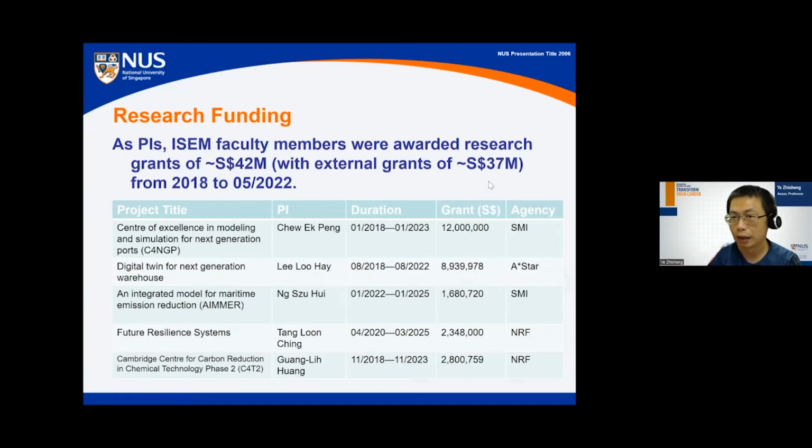I didn't do a very accurate calculation, because the external and internal grants are somewhat mixed, so I'm not able to differentiate them very clearly, but I just did a back of the envelope calculation and came up with these numbers. And I also chose some representative projects here with a large grant size. They range from port operation, reduction of carbon dioxide, and so on and so forth, and digital twin, which is a buzzword recently.